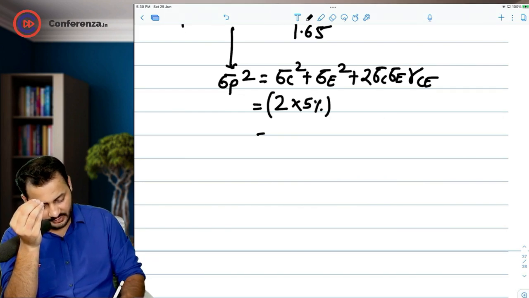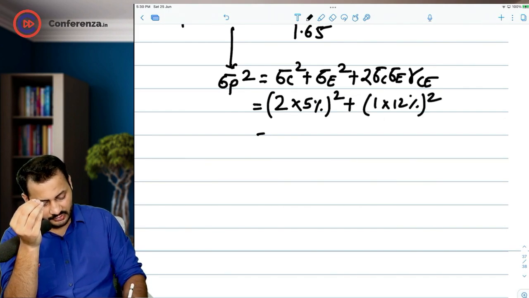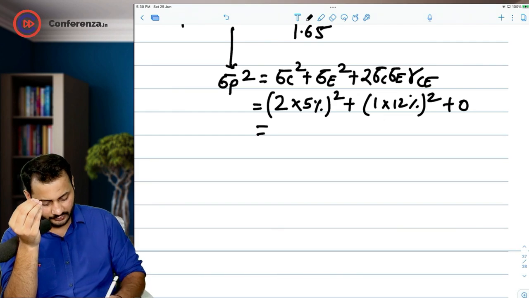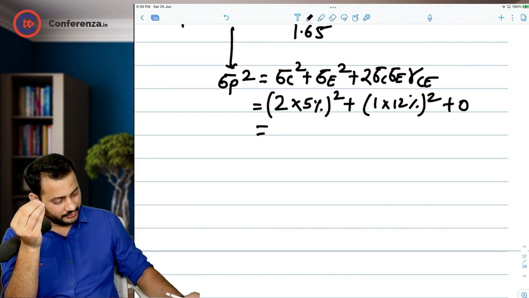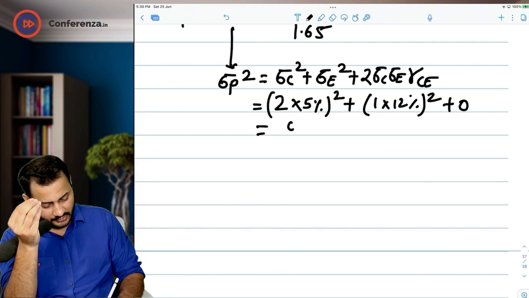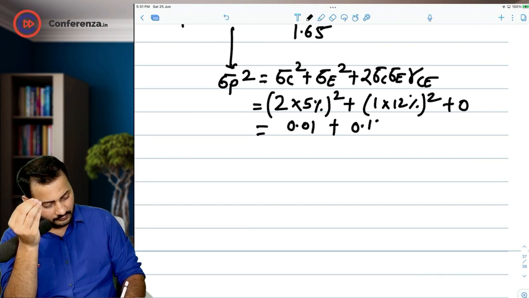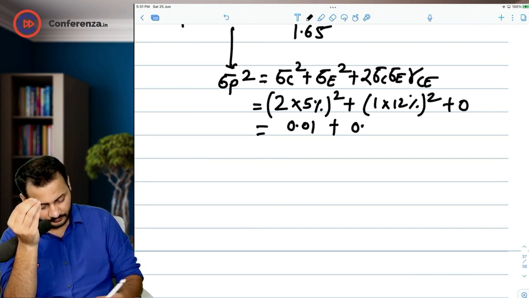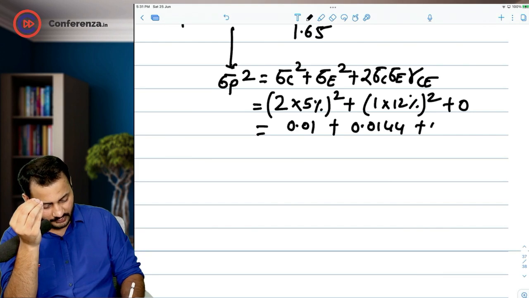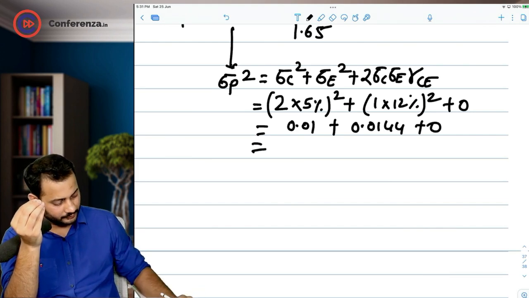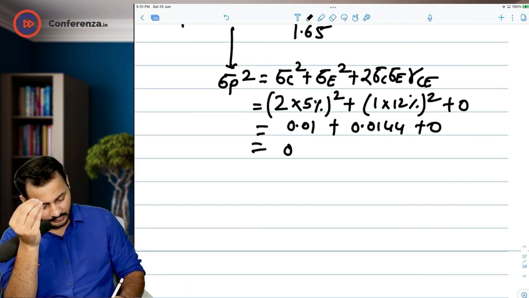This is the standard deviation squared, plus 1 million into 12% squared, plus 0. So 2 into 5% squared is 0.01, plus 1 into 12% squared is 0.0144, plus 0. The total goes to 0.0244.